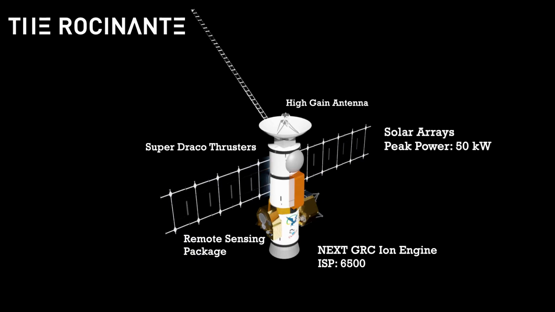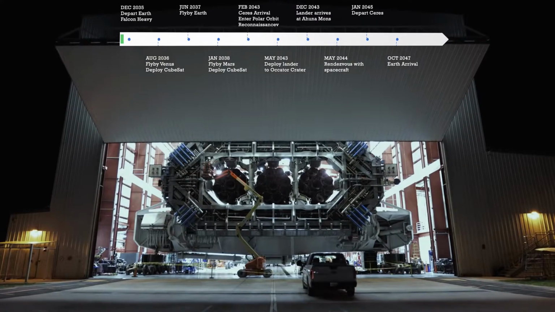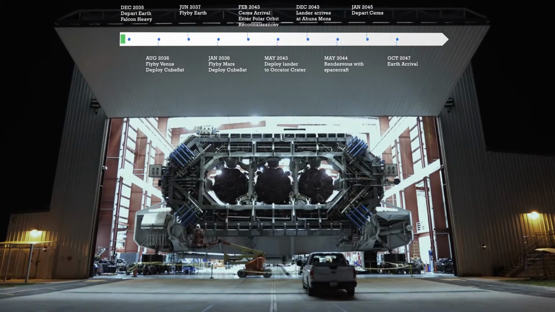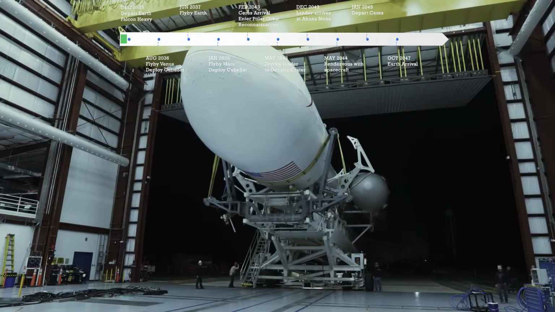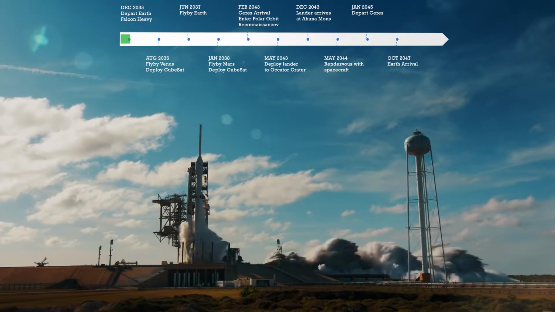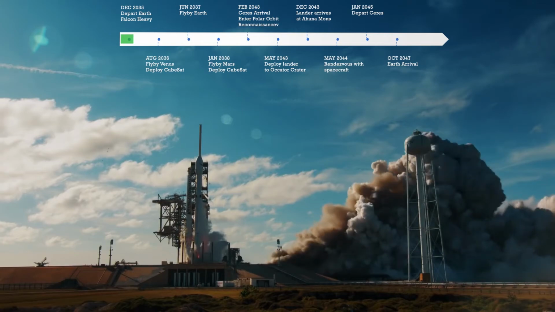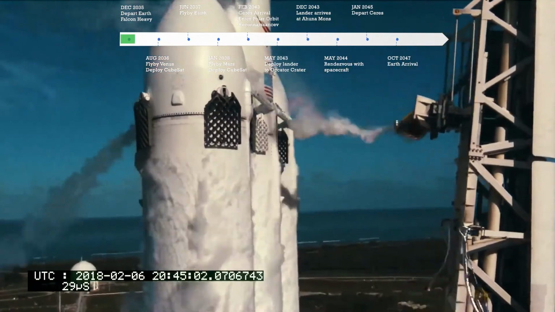And its solar arrays produce an impressive peak power of 50 kilowatts at launch to ensure plenty of margin for ion operations. Shortly before Christmas Day in 2035, the Rocinante will be loaded on top of a SpaceX Falcon Heavy for its grand odyssey of the inner planets. With a very low departure C3 of only 27.59, there is significant mass margin for the 3,000 kg Rocinante at launch.